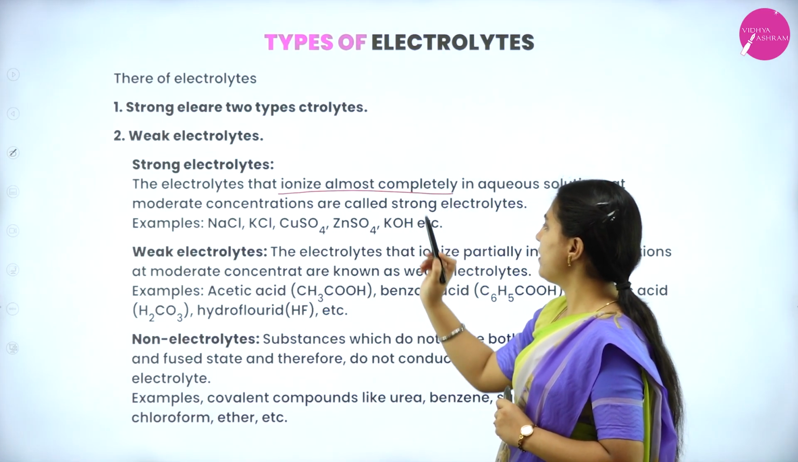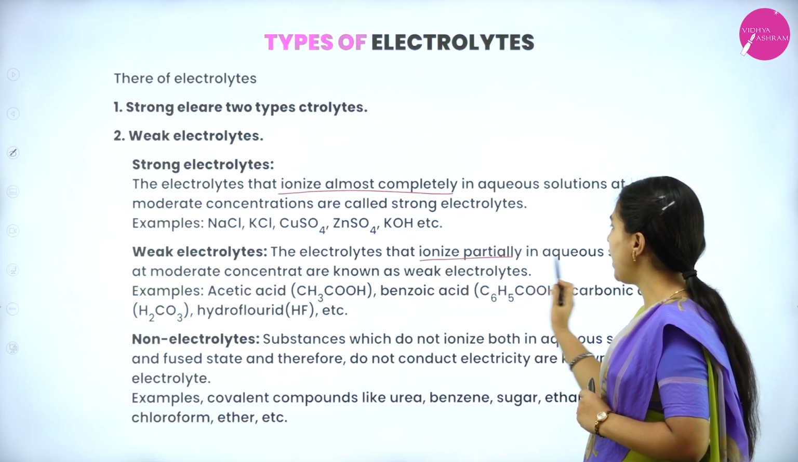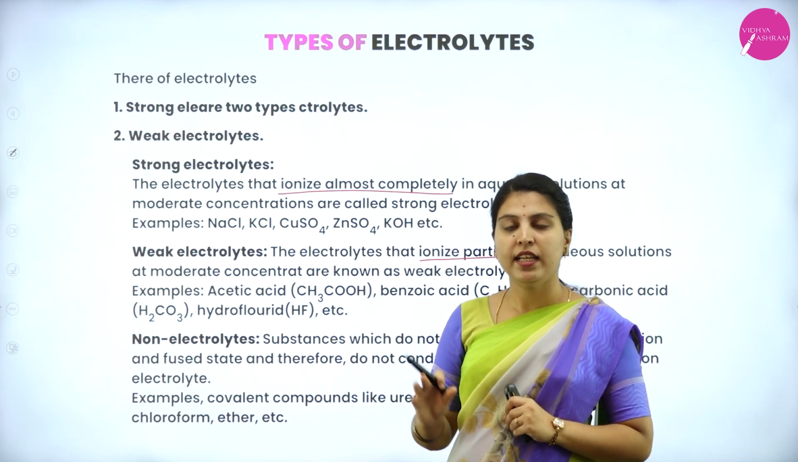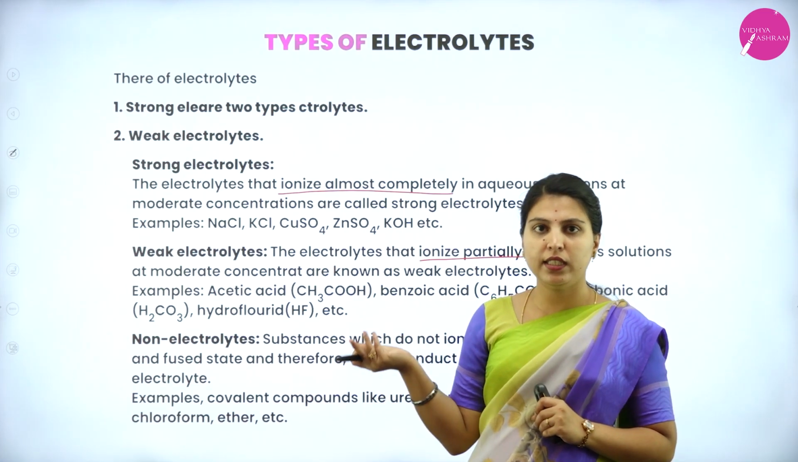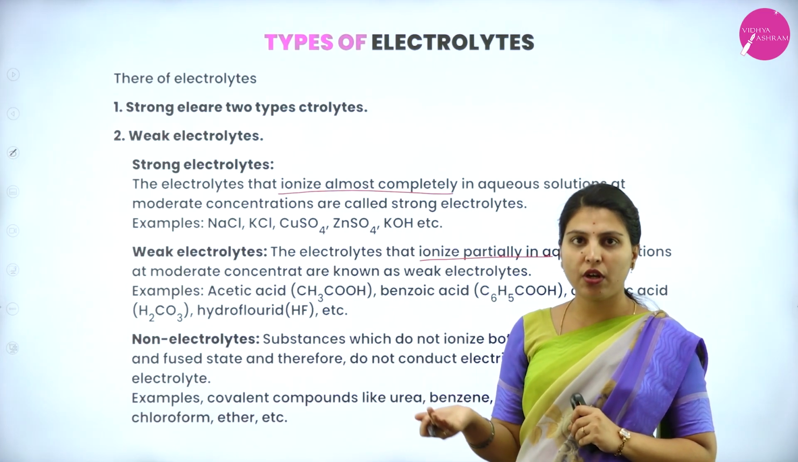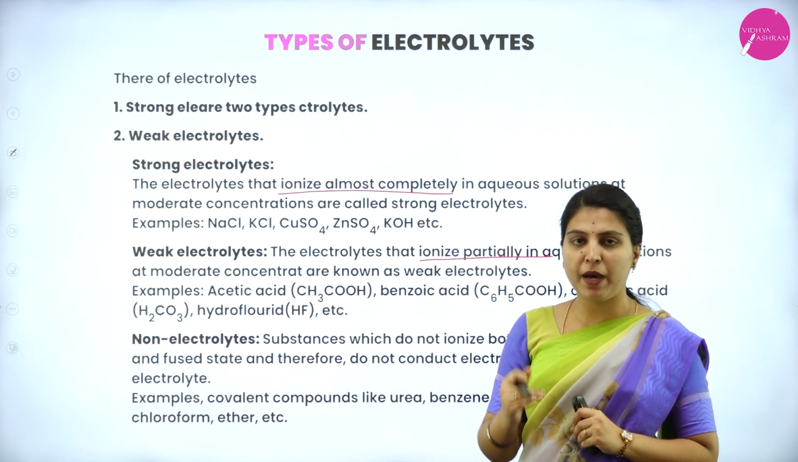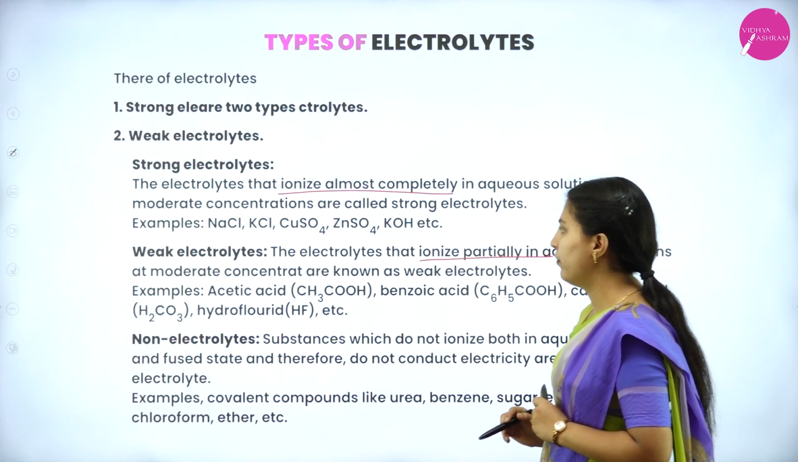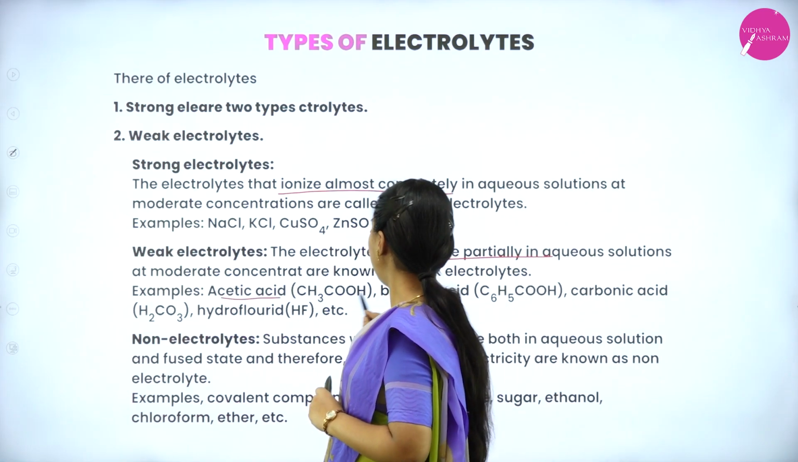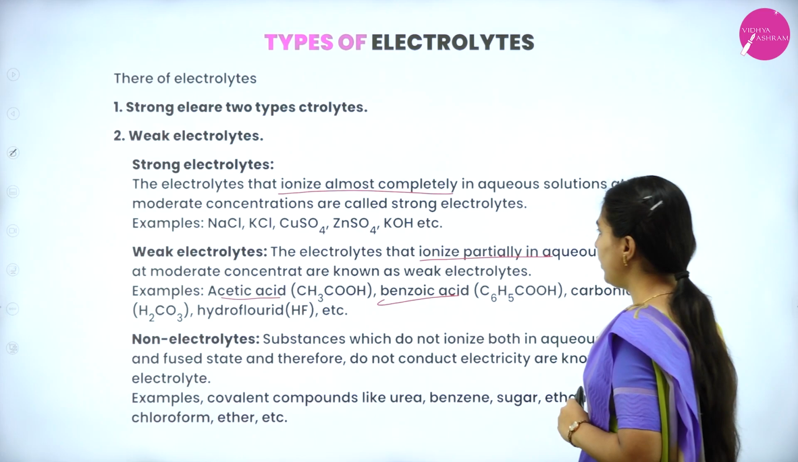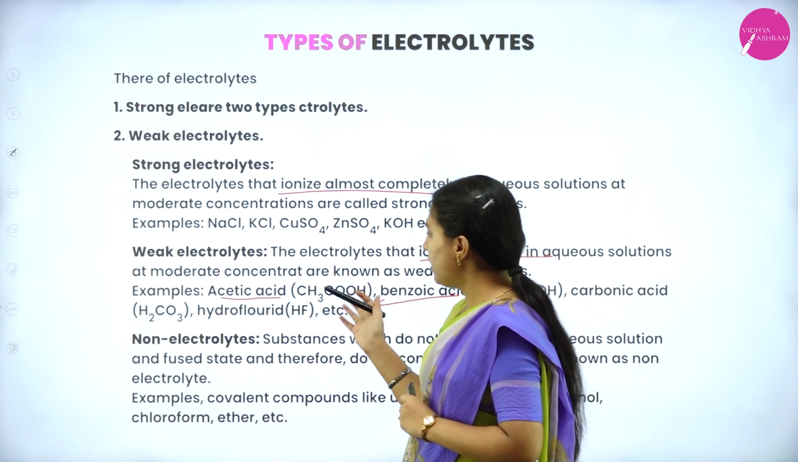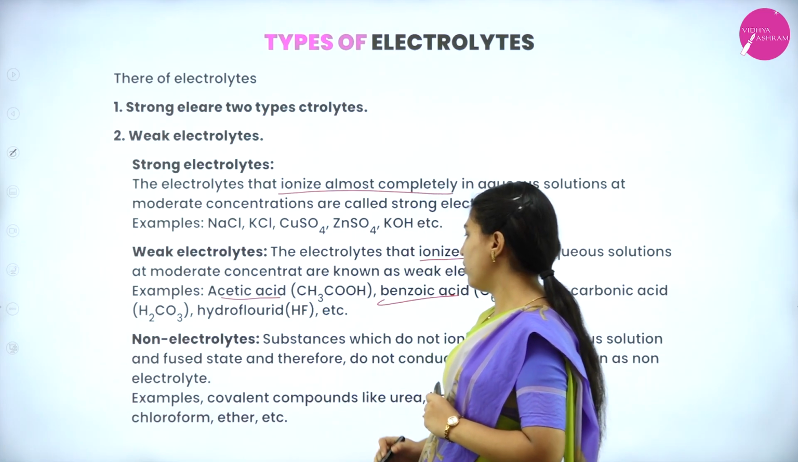And weak electrolytes are the electrolytes that ionize partially in aqueous solution at moderate concentration. If it ionizes completely in aqueous solution, that is a strong electrolyte. If it ionizes partially or incompletely, we call it a weak electrolyte, for example acetic acid, benzoic acid, carbonic acid, hydrofluoric acid, etc. There are also substances called non-electrolytes.